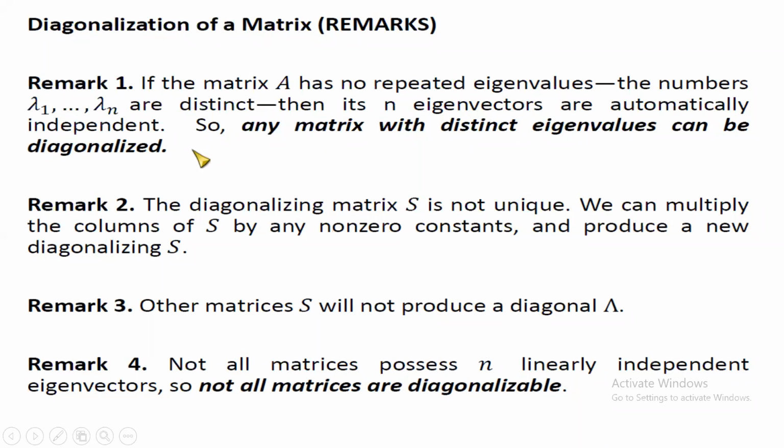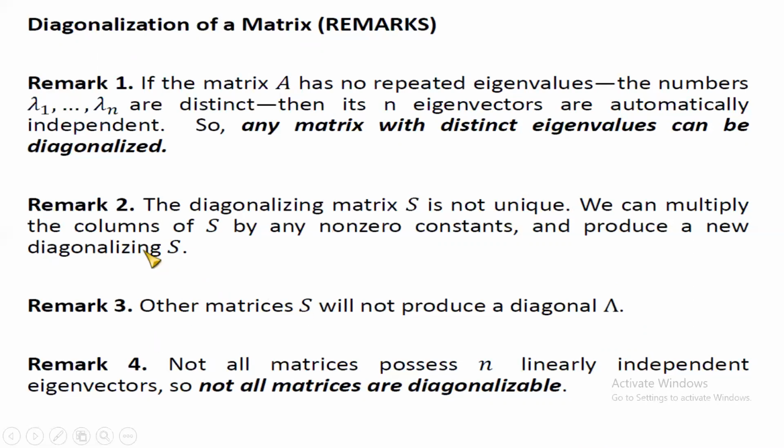So that's the condition for diagonalization. Remark 2: the diagonalizing matrix S is not unique. Generally we see that the diagonalization matrix S is not at all unique. We can multiply the columns of S by any non-zero constant and produce a new diagonalizing S. Okay. Then other matrix S will not produce a diagonal lambda.